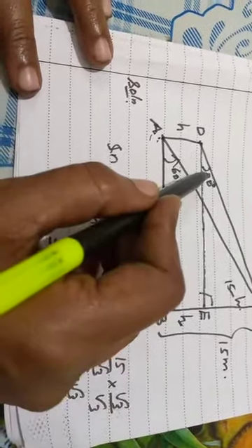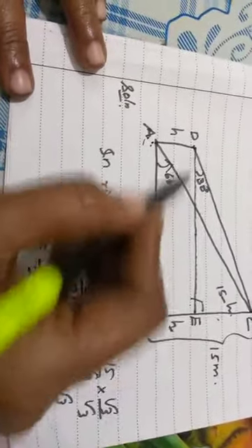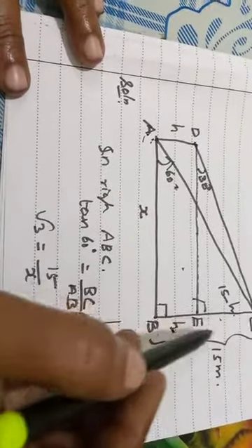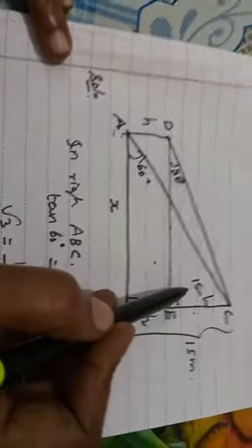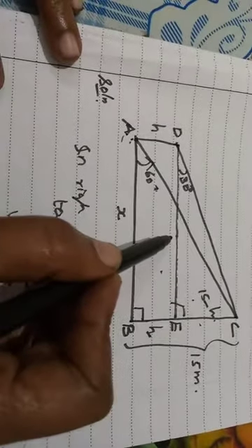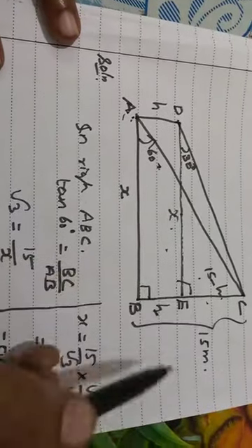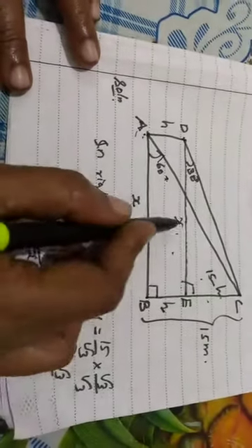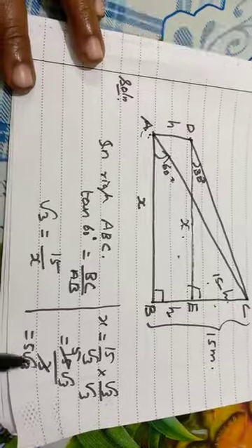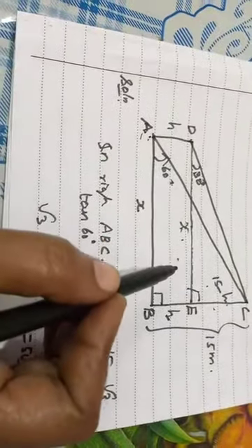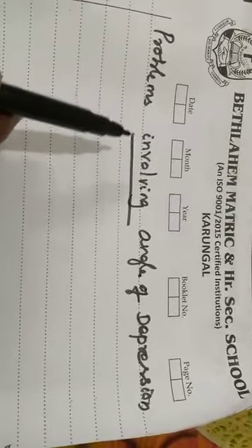Here tan 30 equals opposite by adjacent. The opposite is 15 minus height, and the adjacent is also X. Now you have the X value, so in place of X you can substitute 5 root 3 and get the height value. Complete it. Now exercise 6.2 is over.